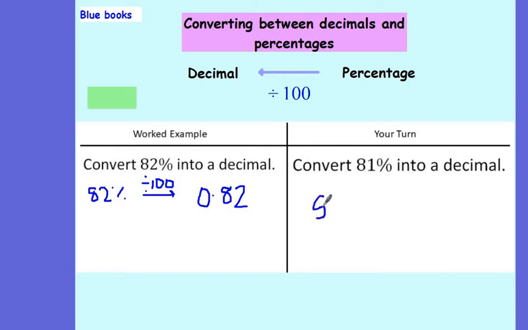Let's go through the answer. We've got 81%. In the same way, we're going to divide it by 100, which gives me 0.81. If I wanted to convert it into a percentage, I'd multiply by 100.